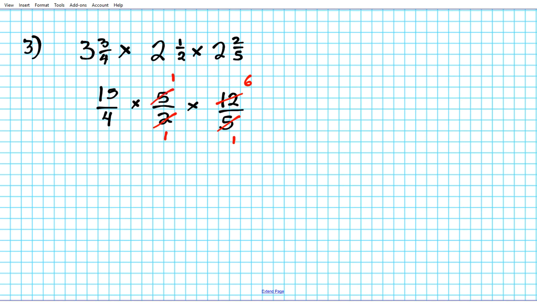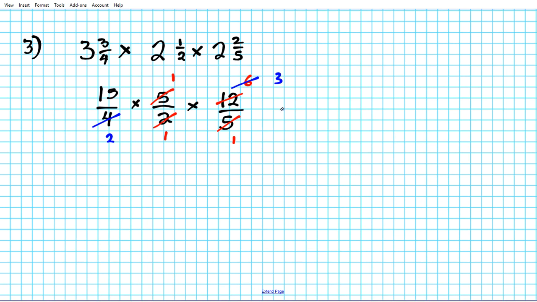Are there any common factors that we can reduce before multiplying? If you notice, 6 and 4 are even numbers. All even numbers have a common factor of 2, okay? 2 or greater. So 4 and 6, in this case, the common factor is 2. So you divide 4 by 2, you get 2. And you divide 6 by 2, you get 3.